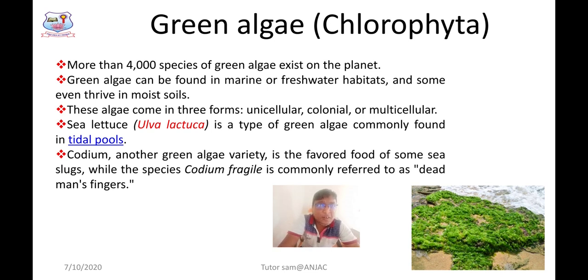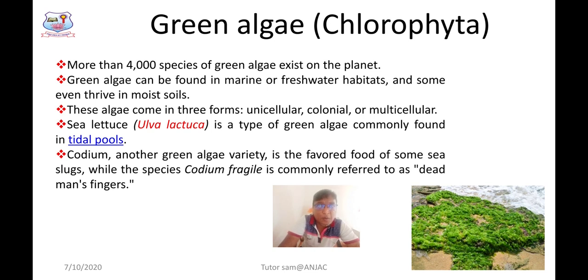The next one is green alga. It belongs to the phylum called Chlorophyta. About 4,000 species have been recorded so far. Green algae can be found in both freshwater as well as marine water ecosystems. There are three forms in green algae. One is unicellular, the second is colonial form, the third is multicellular form.